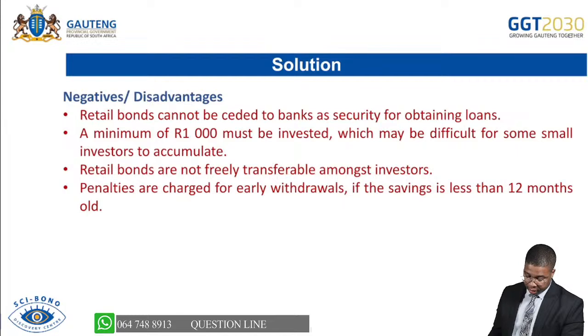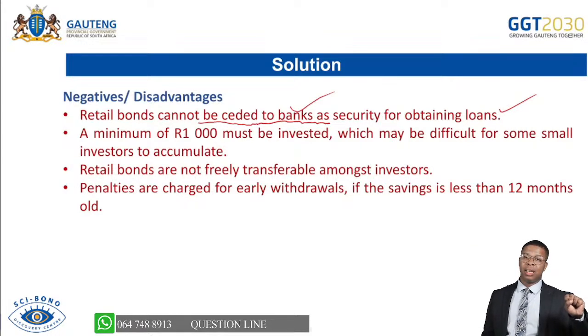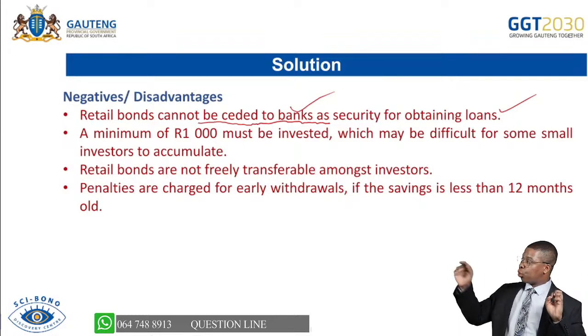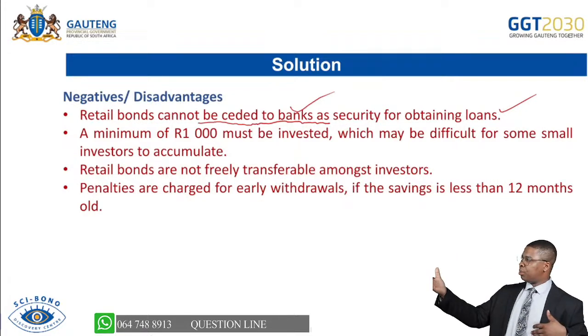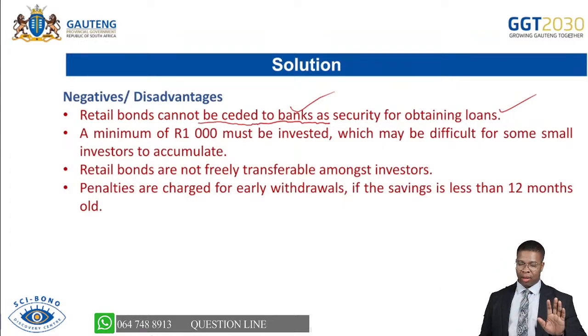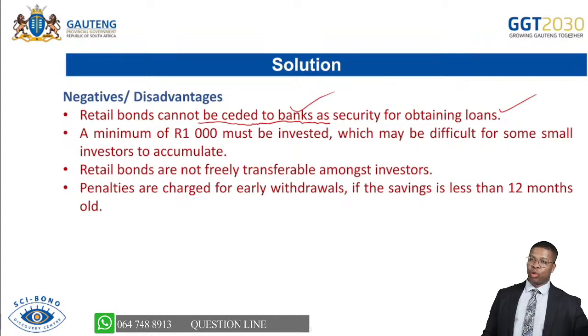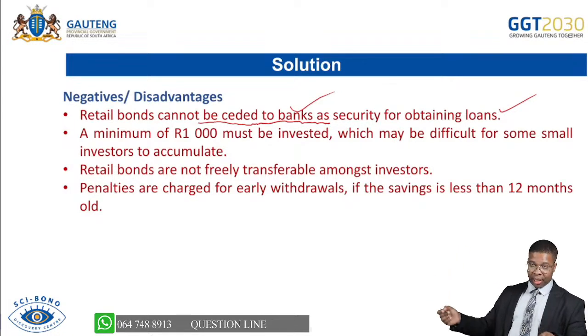Then, what are the negatives or disadvantages? The disadvantage is that retail bonds cannot be ceded to banks as security for obtaining loans. Meaning, in a case whereby you want to borrow money from the bank and you have this investment, you cannot use this investment to borrow money from the bank. Some people would say, okay, lend me 1 million, and if I don't pay, you will take my RSA retail savings bond. We are saying that is not allowed. It cannot be used to secure another loan that is obtained from a financial or other financial institution.